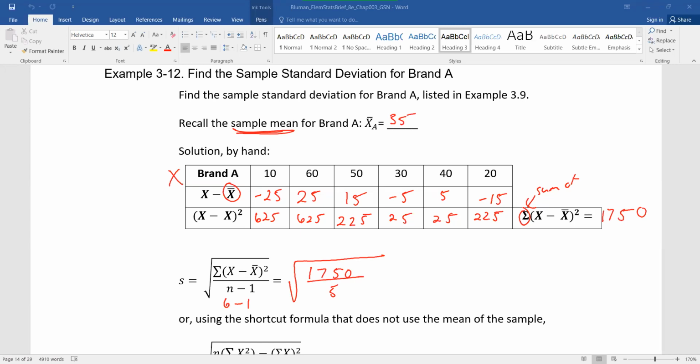We're not there yet. We're getting there. So here is just n minus 1. How many there are minus 1? So there was 1, 2, 3. So the n technically here is 6. That's what's in our sample. So then it becomes 6 minus 1, which is 5. Now we're going to do the inside. What is 1750 divided by 5?